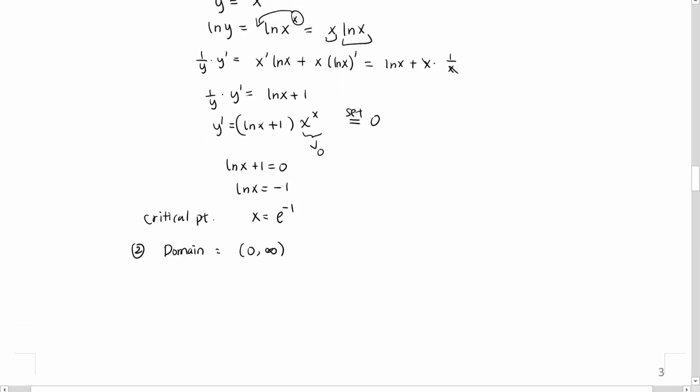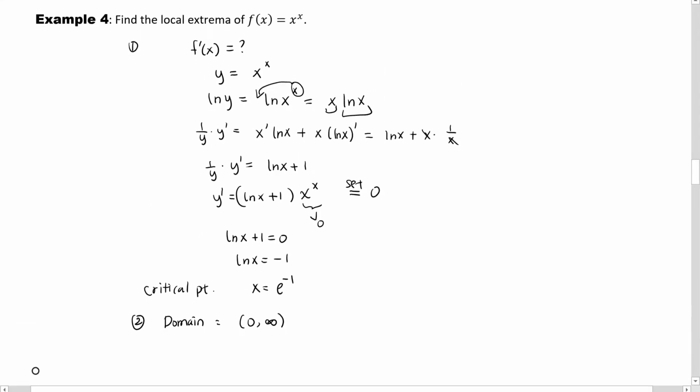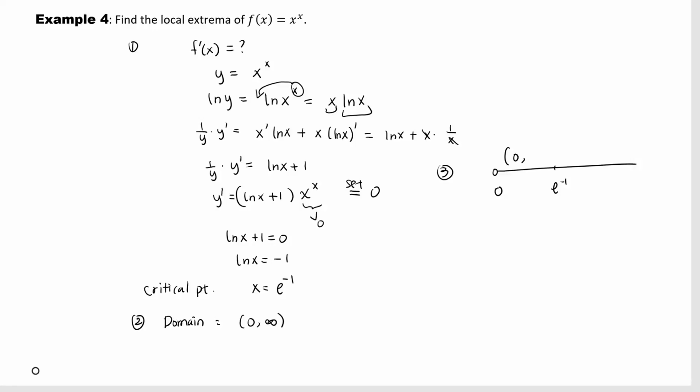So next, let's draw, where do I draw my table? Okay, let me draw my table here. So my domain is just 0 to infinity. That's my domain. And then we plug in the critical points. So e to the minus 1 is here. So that separates the domain into 2 subintervals. Okay, and then we do f prime and f.